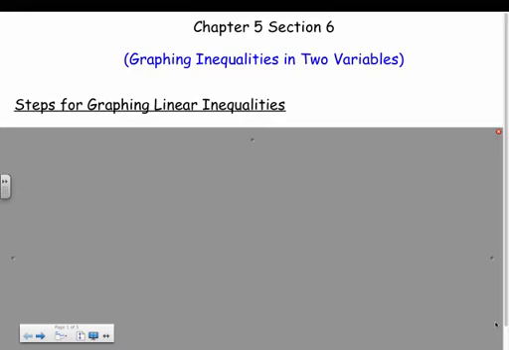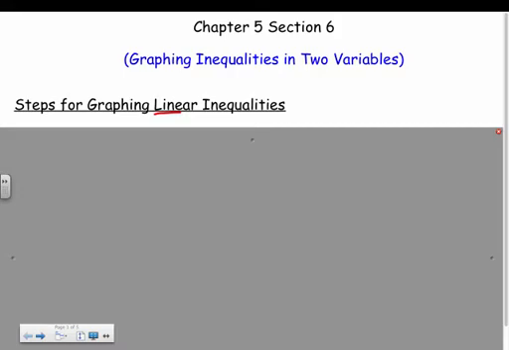Section on inequalities. So we've been solving them, whether they're just one-step, two-step, compound, absolute value. Well, now let's graph them. We want to look at what it looks like on a graph. So, steps for graphing linear inequalities. Well, if it's a linear inequality, it's going to make a line. And that's all we've been working with in algebra, our linear equations.